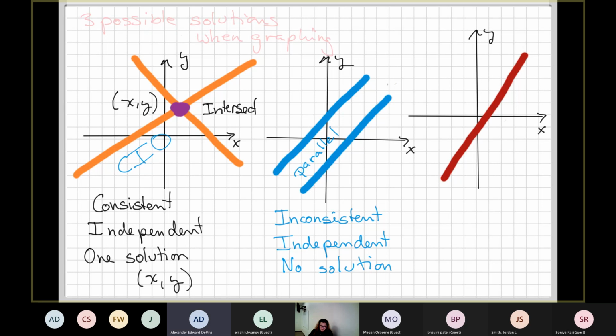And when the graphs are identical in geometry, that means the lines are coinciding. The lines coincide. So we have intersecting lines, we have parallel lines, and we have coinciding lines. And in this case, the lines are consistent.